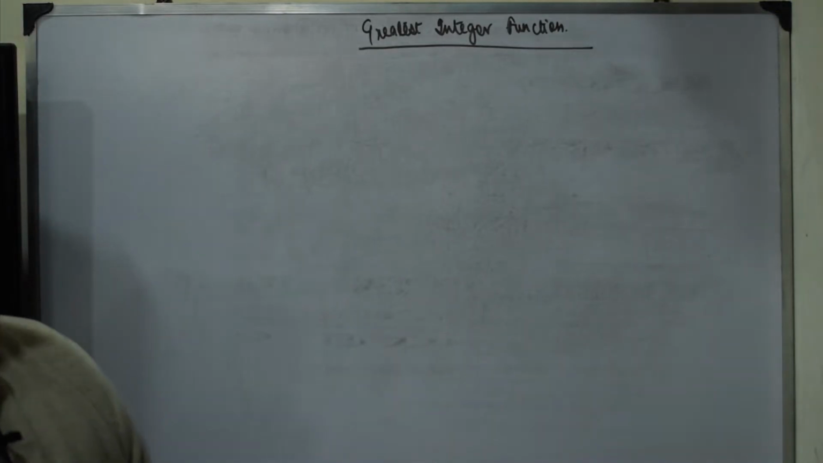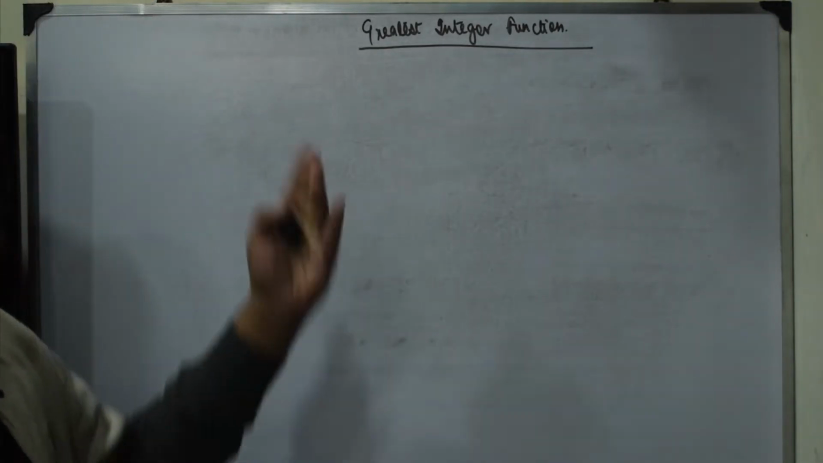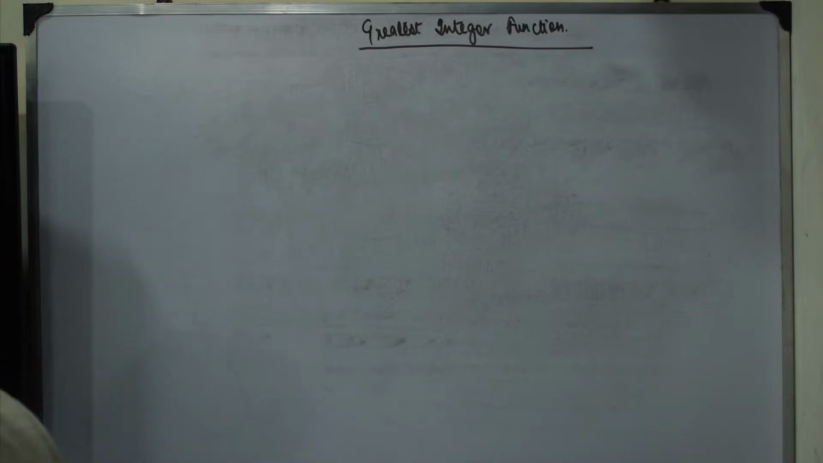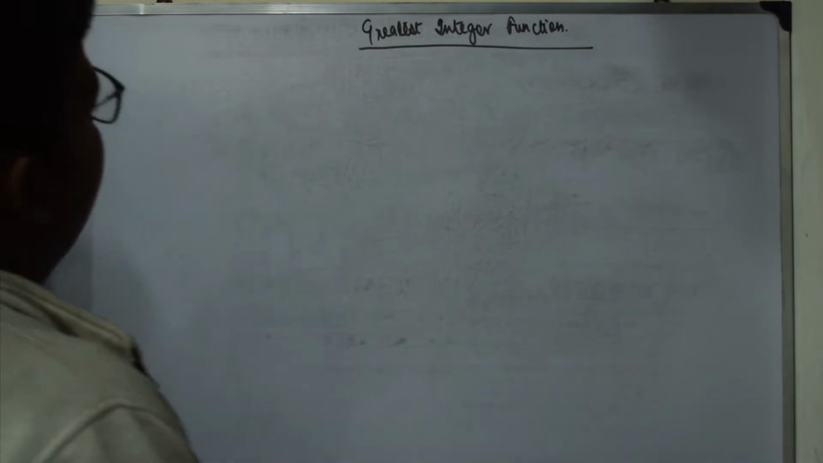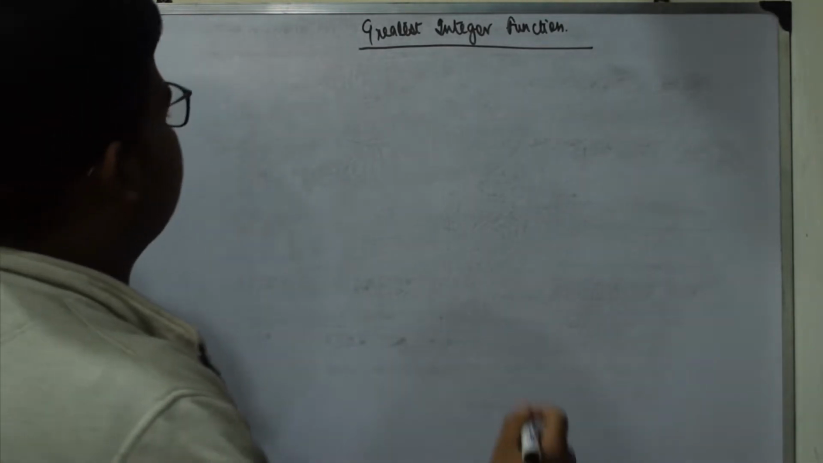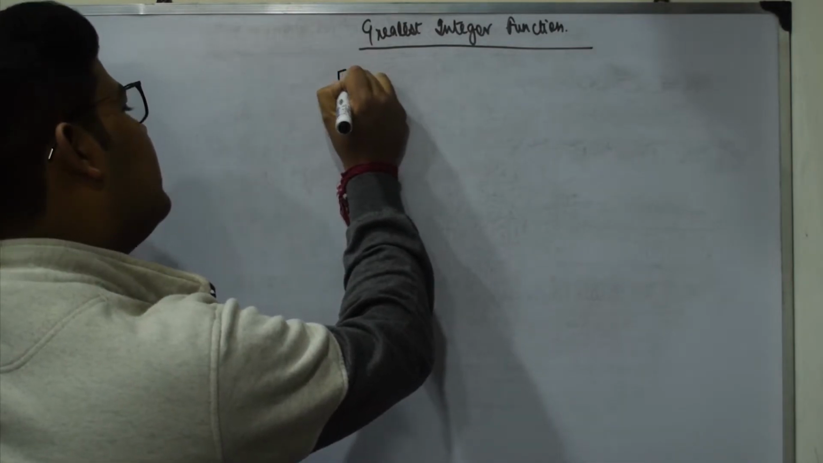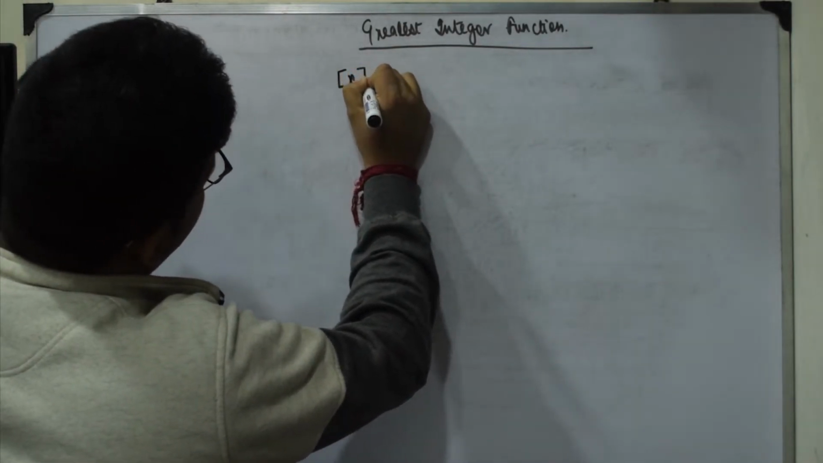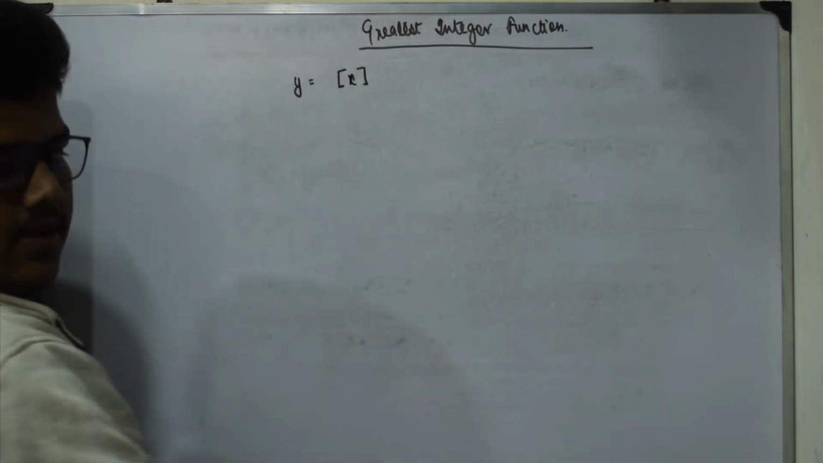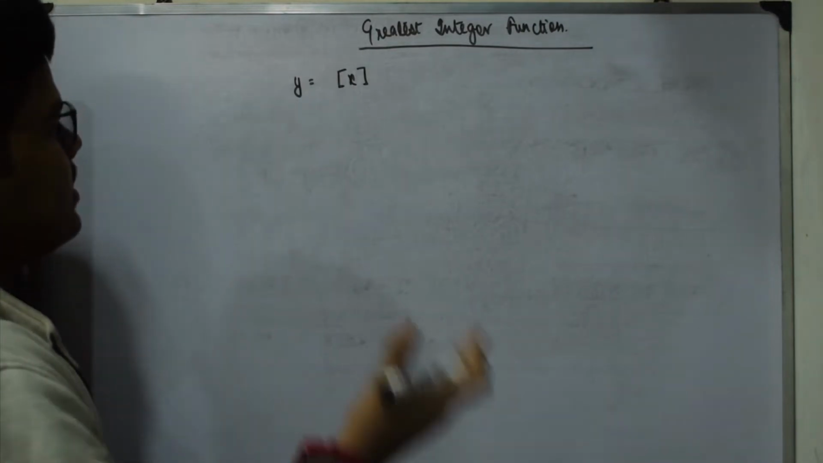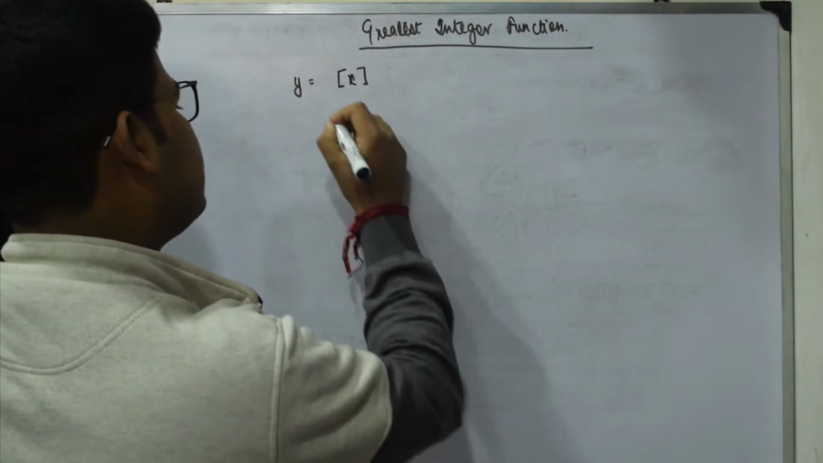Most of the time we generally get confused with this function, but I guess after today's lecture things will be clear. Now what is the greatest integer function? The greatest integer function of x is represented like this. Let me explain this with some examples.